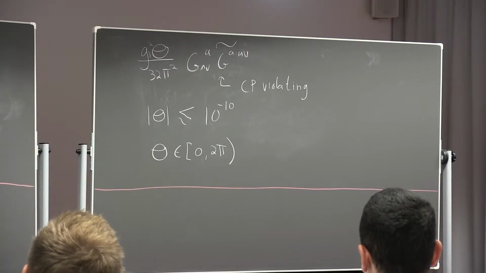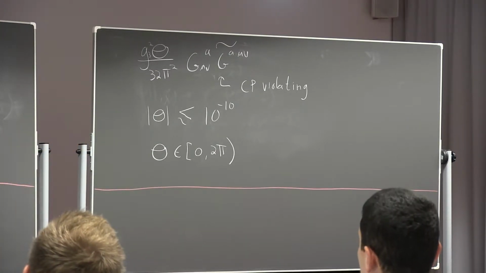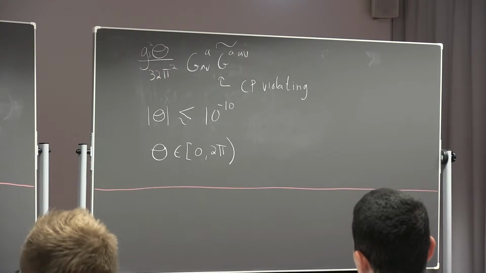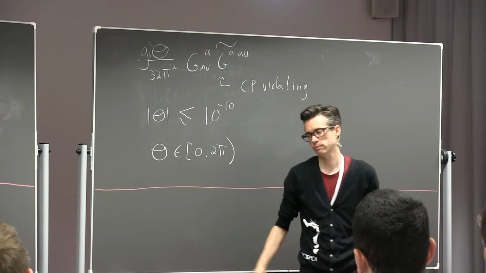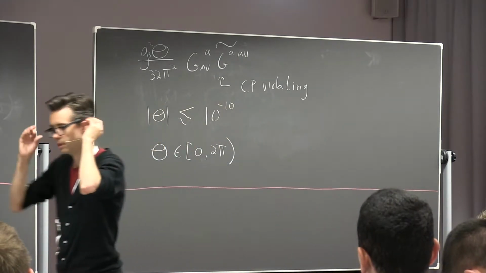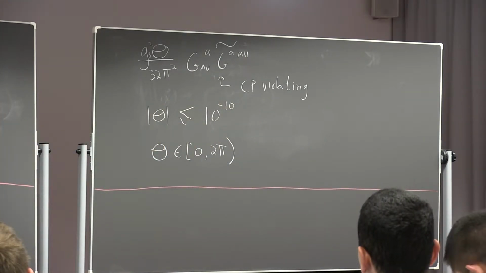So this is a puzzle. It's a puzzle that goes by the name of the strong CP problem. And the puzzle is that if I just have some random parameter I can write down in my Lagrangian that can be anywhere of order 1, why should it have to be so tiny?